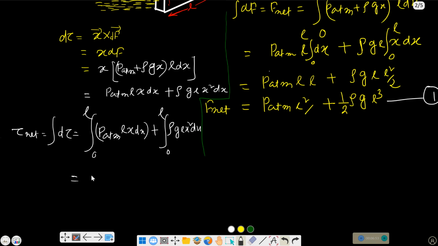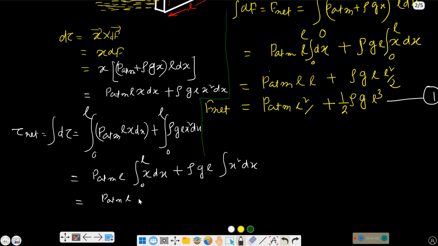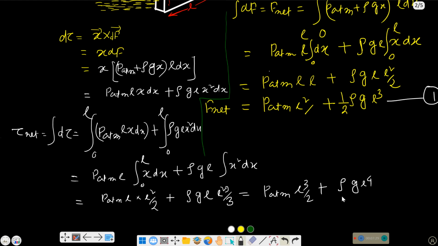Okay, so if we integrate this, P atmosphere is constant, L constant, then integration x dx from 0 to L plus rho g L is your constant, integration x square dx. So what we will get, P atmosphere into L, so this will give you L square by 2, plus rho g L, this is your L cube by 3, is it? So net torque will be equal to P atmosphere L cube by 2 plus rho g L to the power 4 by 3.